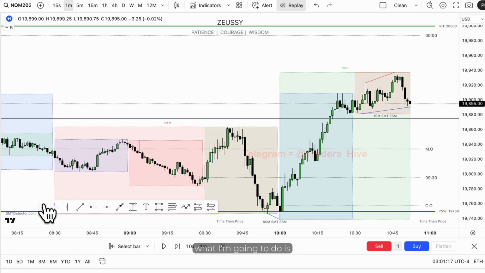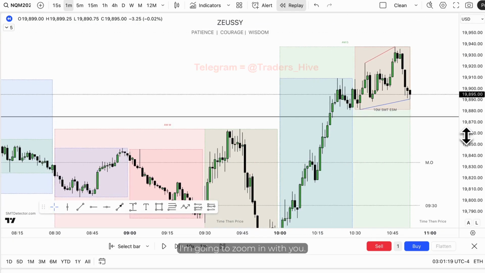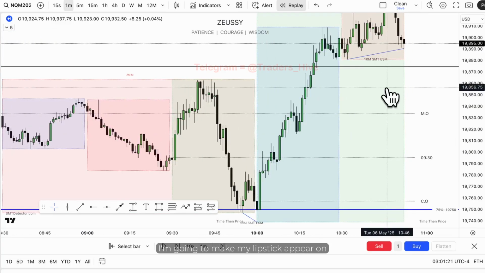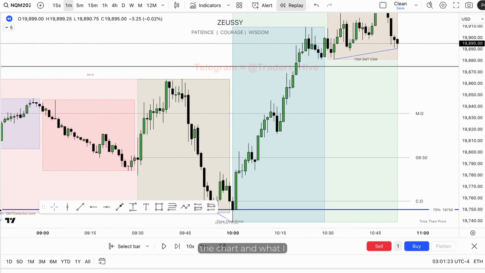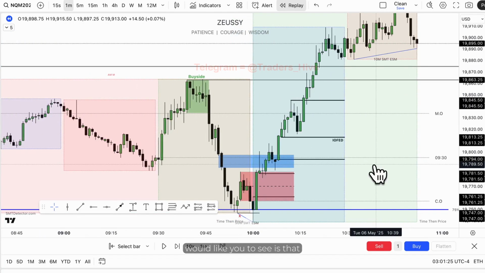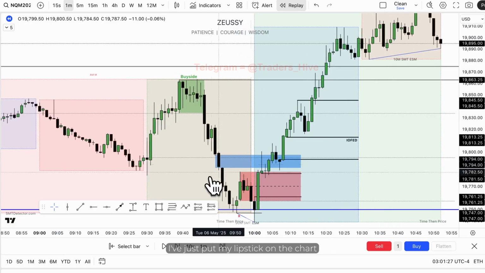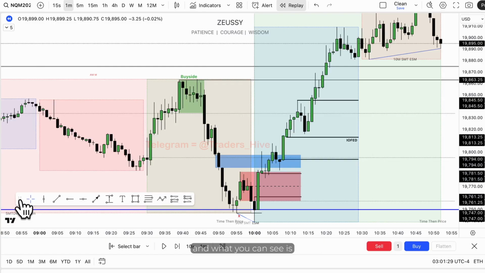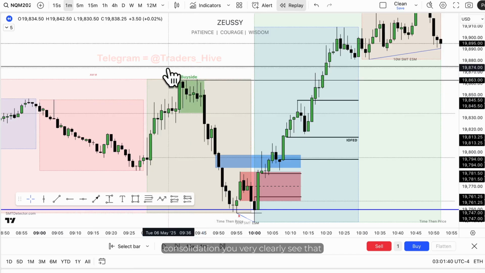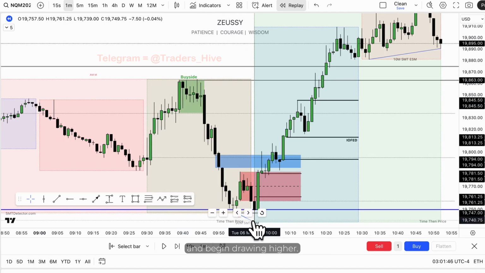Because what I'm going to do is zoom in with you. I'm going to make my lipstick appear on the chart. And what you can see is that first of all, I've outlined an original consolidation. This original consolidation is up here. When you pay attention to it, you can very clearly see that the market consolidated here, expanded lower, and we saw the market eventually turn around and begin drawing higher.